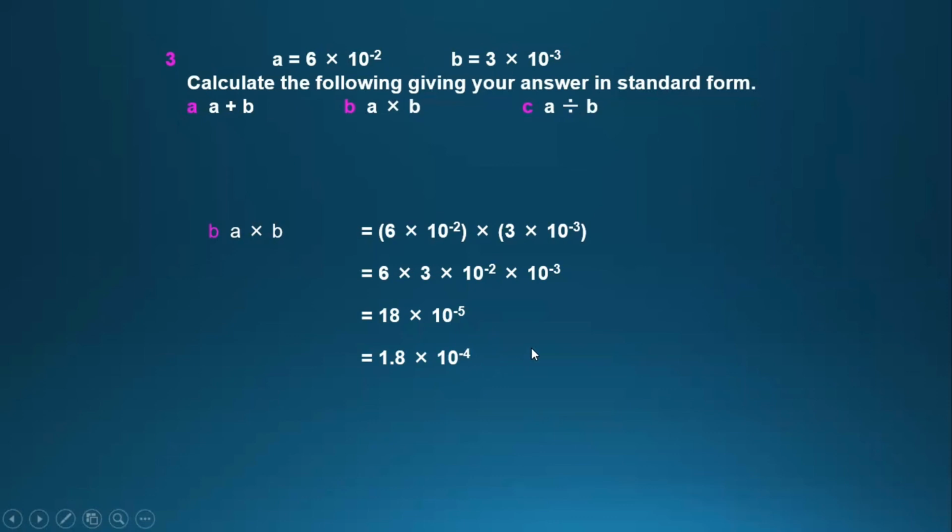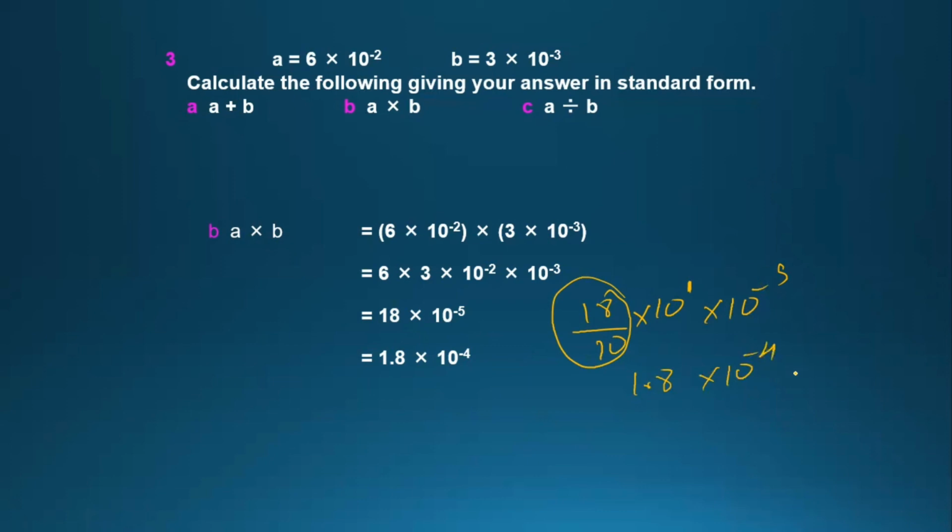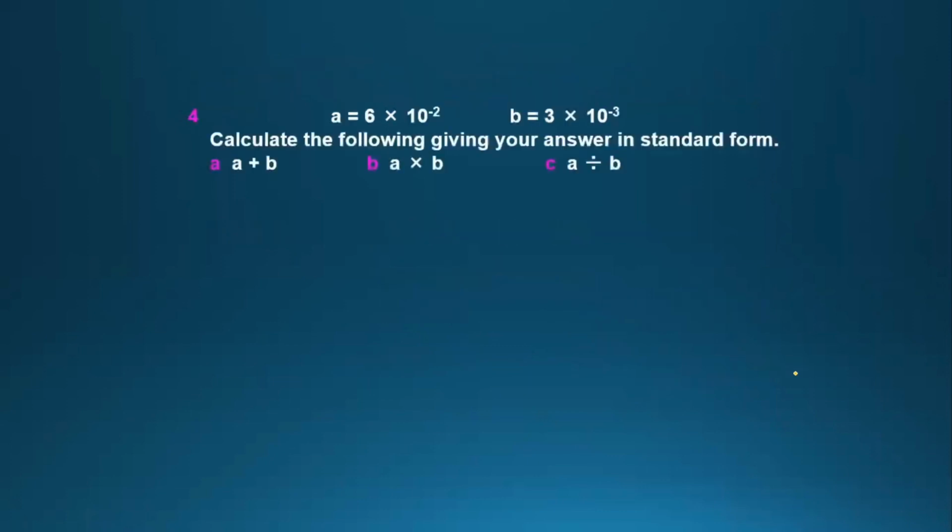Got it? Once again, if you want to understand, here: 18 divided by 10 multiplied by 10, and there was 10 to the power minus 5. So this is 10 to the power 1. 18 divided by 10 is 1.8, and 1 minus 5 becomes 10 to the power minus 4. Got it? Now let us start with A divided by B.